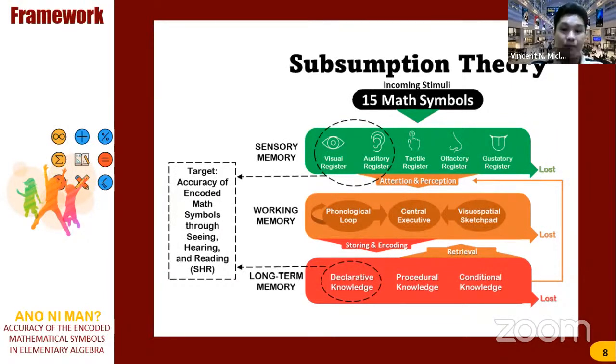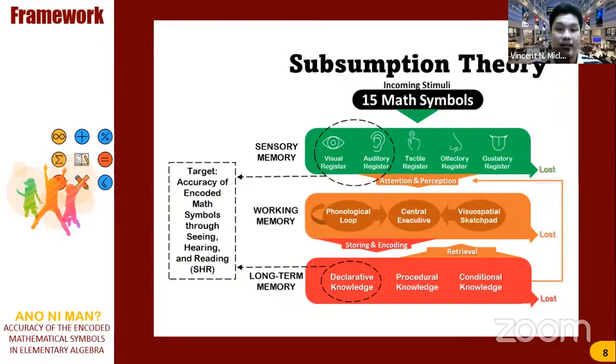So the same mathematical symbols will be accommodated in the visual register, heard ones in the auditory register, and the read ones in both. In the working memory, seen mathematical symbols will be rehearsed in the visual spatial sketchpad. The heard ones will be in the phonological loop, while the read ones, of course, will be both.